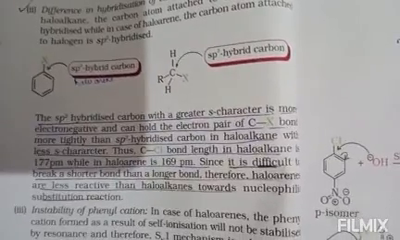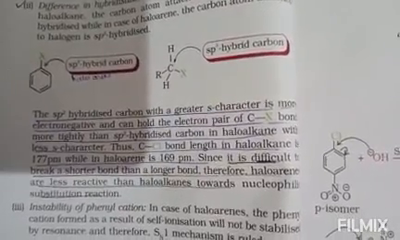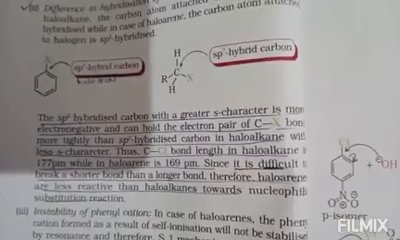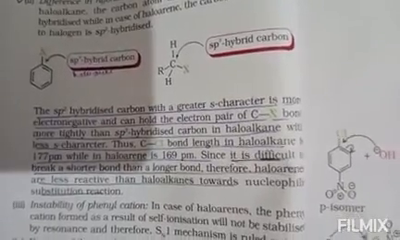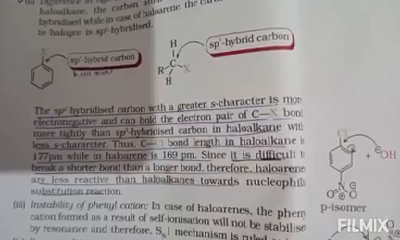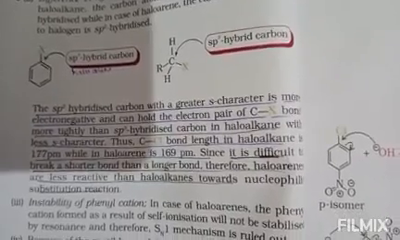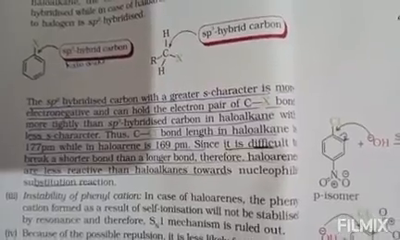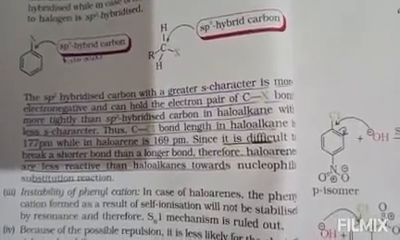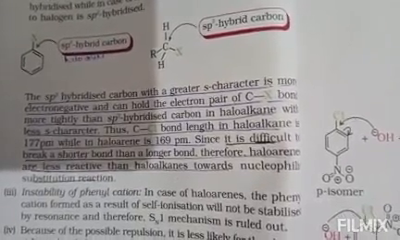Thus, the C-Cl bond length in haloalkane is 177 picometer, whereas in haloarenes it is 169 picometer. Since it is difficult to break a shorter bond than a longer bond, haloarenes are less reactive towards nucleophilic substitution reaction.